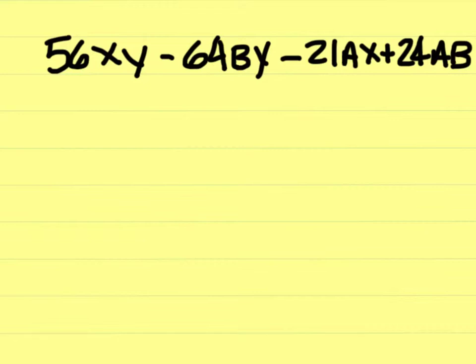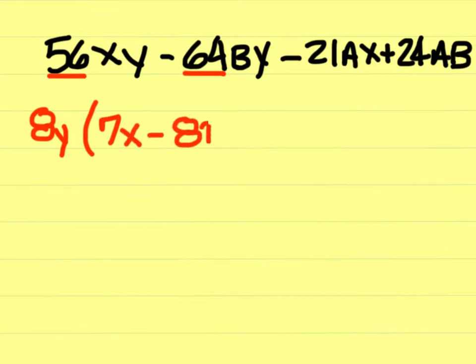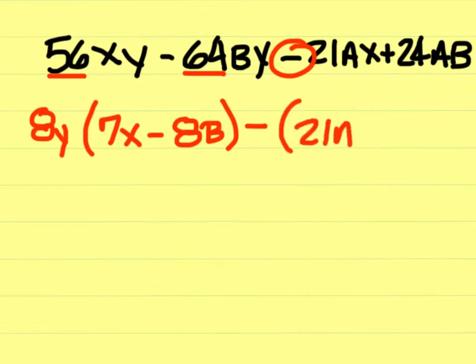At the beginning here you have 56 and 64. It turns out that we can factor out of both of those an 8 and a y. Go back and divide to get 7x minus 8b. And then you have a minus sign here, which means you're going to be changing the sign of what's inside. So we'll have 21ax and then minus 24ab.